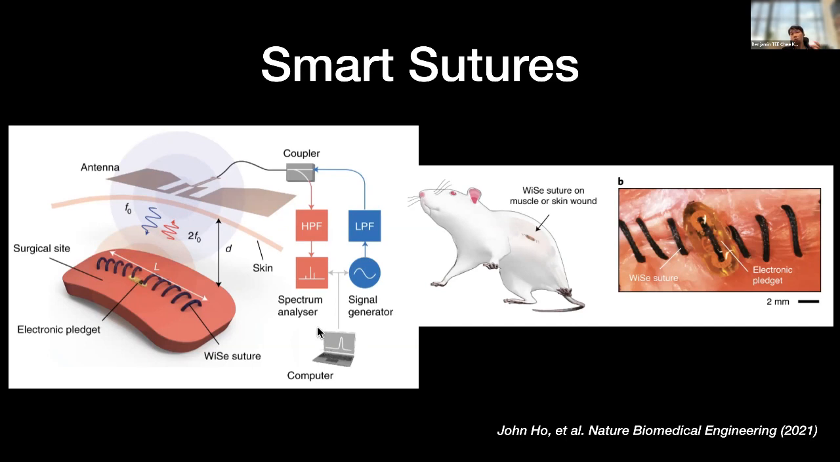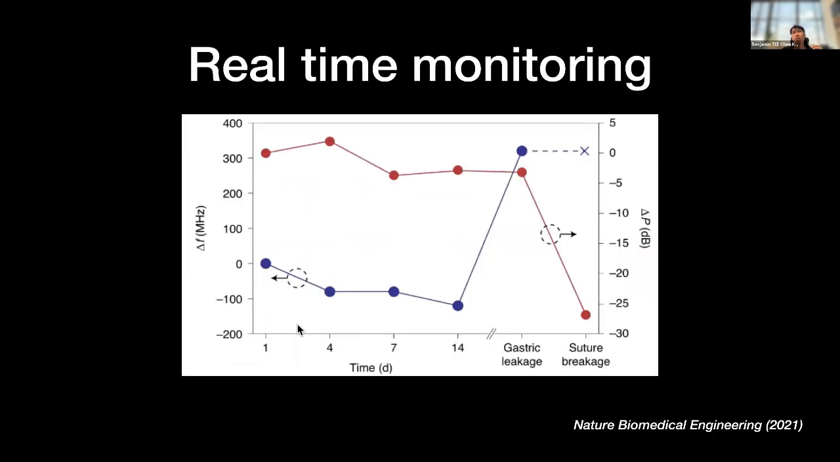And these can also be used in below-the-skin applications, right? For example, if you have a stomach operation, an intestine operation, and you're not able to see how well the wound is healing, wirelessly, we can see whether there's a leakage, for example, gastric leakage, in the stomach. We can measure and track that so that hopefully you can quickly get help if needed.